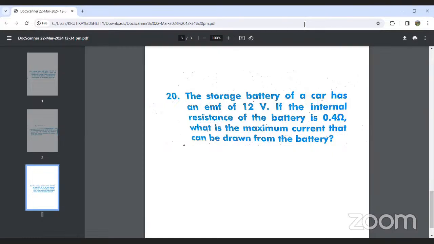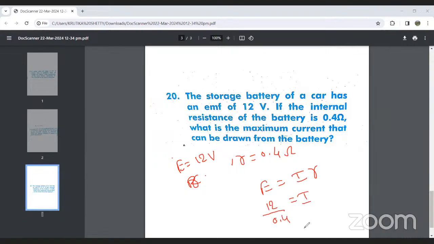Yes. So see, the solution is: the EMF of the battery is 12 volt. Internal resistance is given; I already told you internal resistance is denoted by small r. According to Ohm's law we can write E is equal to I into R. So I is equal to 12 divided by 0.4, so it is 30 ampere. The current is 30 ampere.